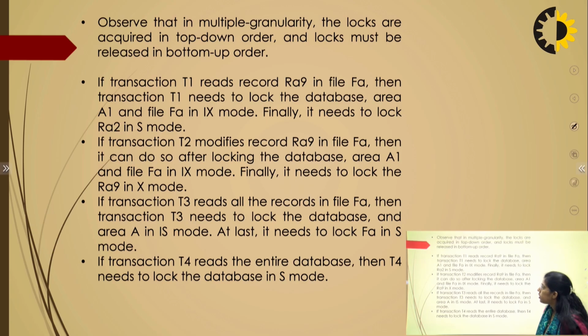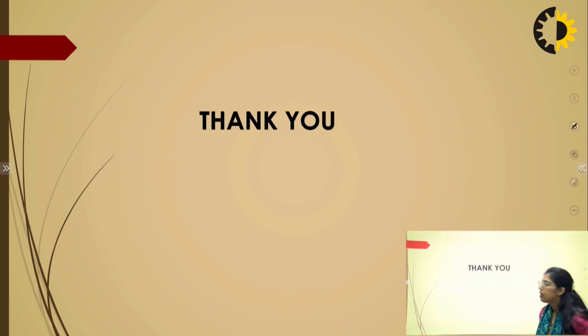If transaction T3 reads all the records in the file FA, then transaction T3 needs to lock the database and area A1 in IS mode. At last, it needs to lock FA in S mode. If transaction T4 reads the entire database, then T4 needs to lock the database in S mode. Thank you.